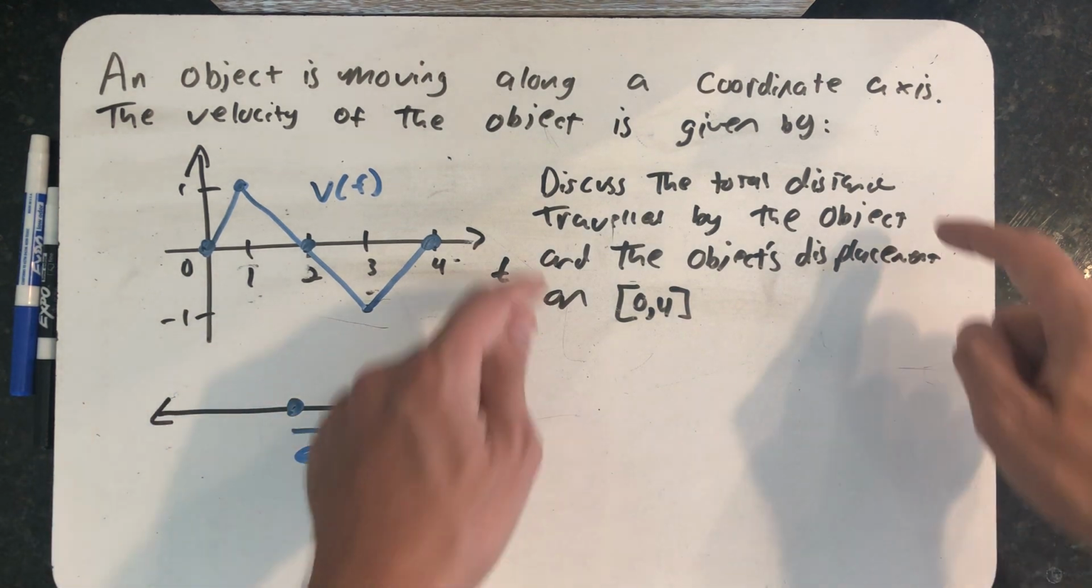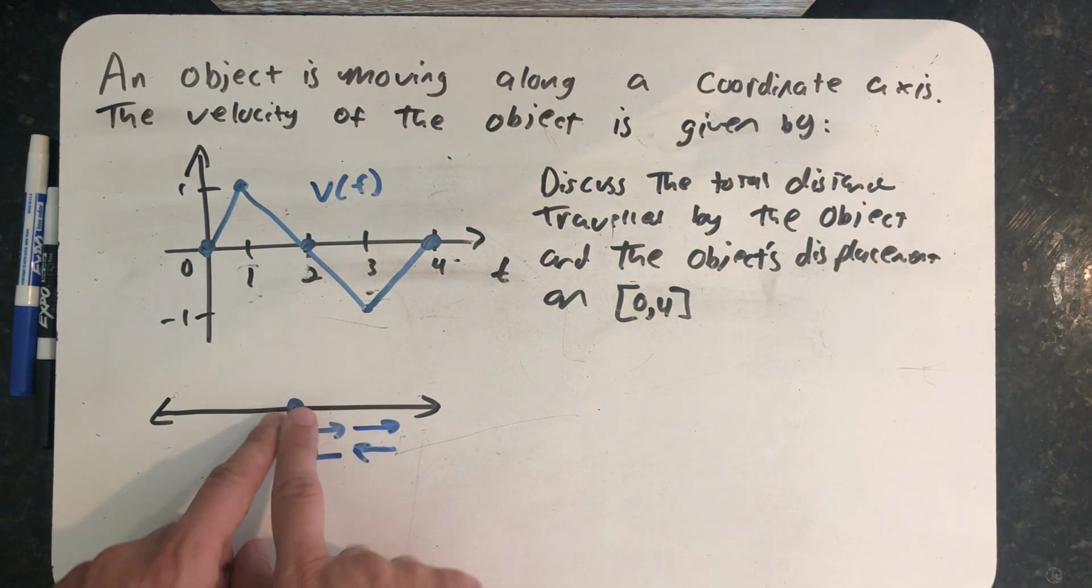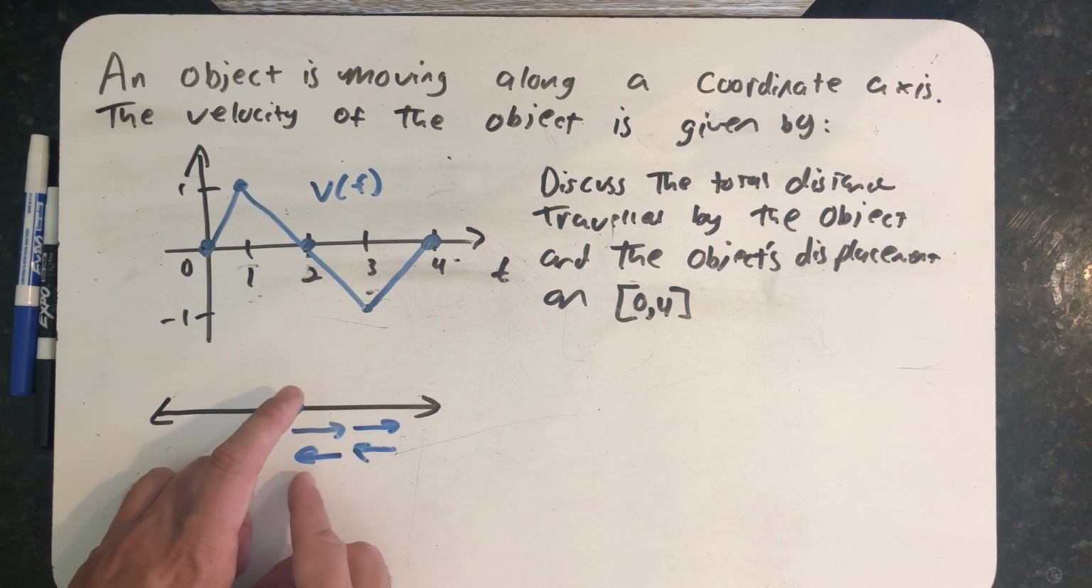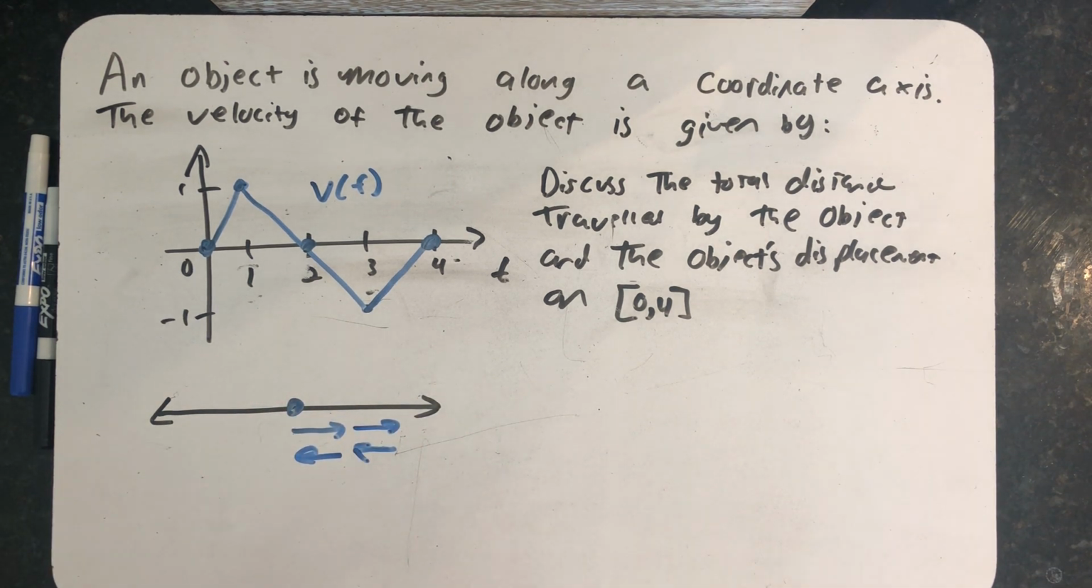And so right there, I have this idea of I did travel some distance, but I got back where I started. Total distance traveled is talking about literally how far I went to the right and then added to how far I went to the left. So if I walk 3 feet to the right and 3 feet back to the left, I've got a total of 6 feet, and that's my total distance traveled.